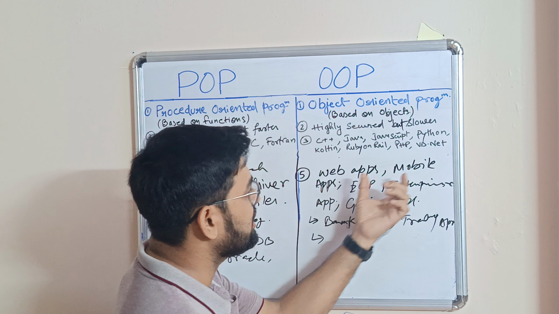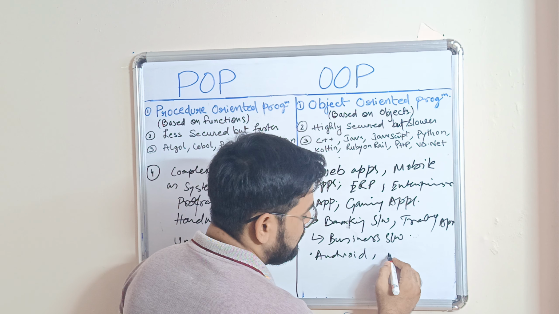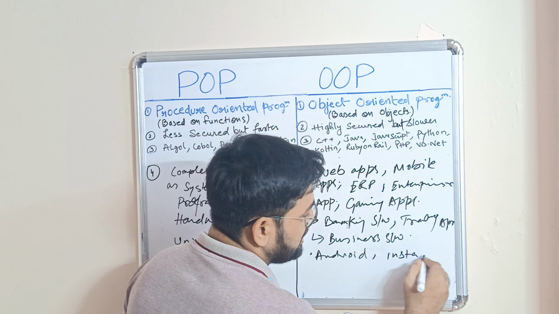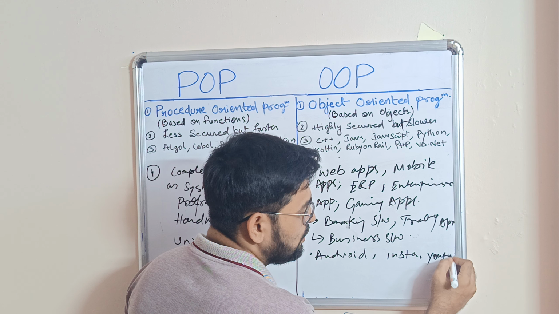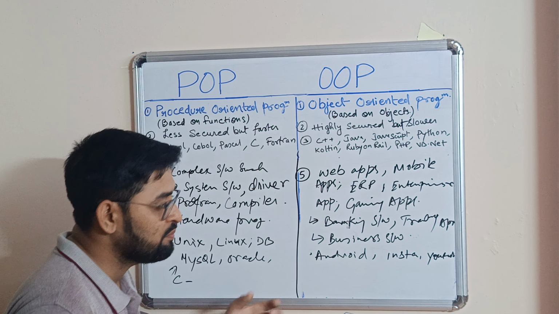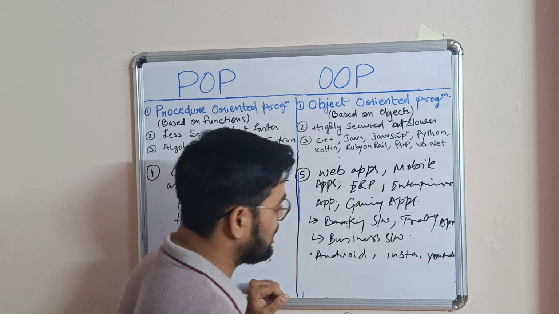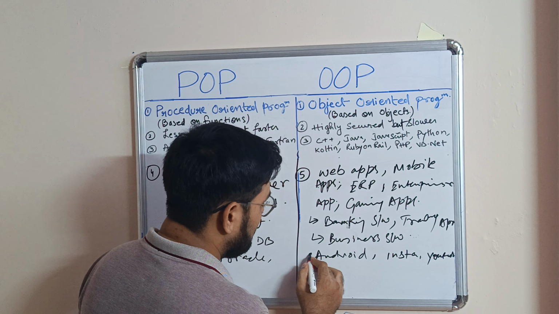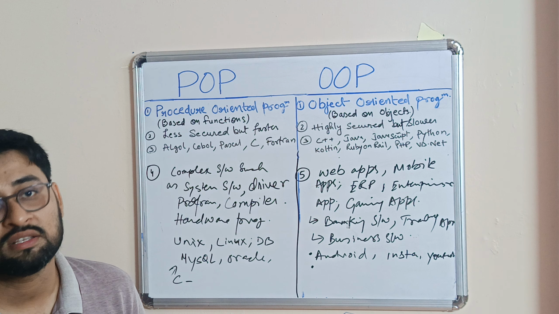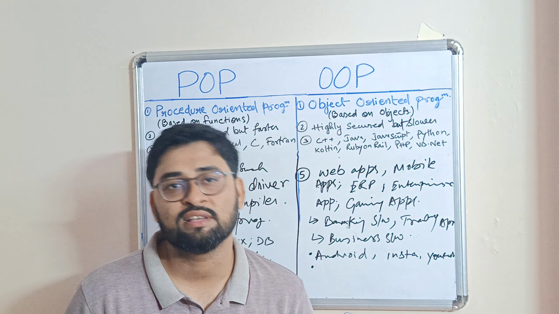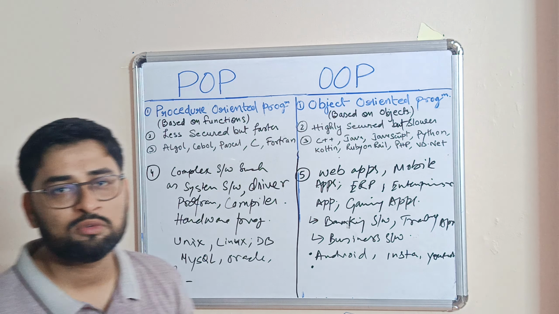Okay, very popular, we have Android. Android is made up of the Java programming language, which is an object oriented programming approach. We have Instagram that uses Python. Instagram uses Python. We have YouTube also, that uses Python. So Python is also an object oriented programming language. So many developments happened. If you want to develop such software which requires security as well as faster access, we can use object oriented programming concepts.